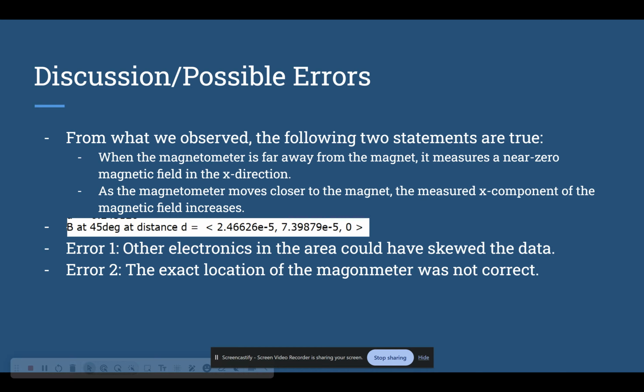Other electronics in the area could have skewed the data, and the exact location of the magnetometer was not correct, and those could have been the two errors here.